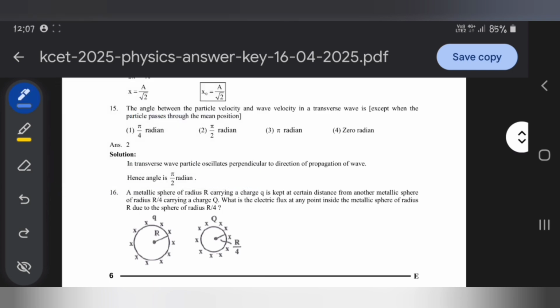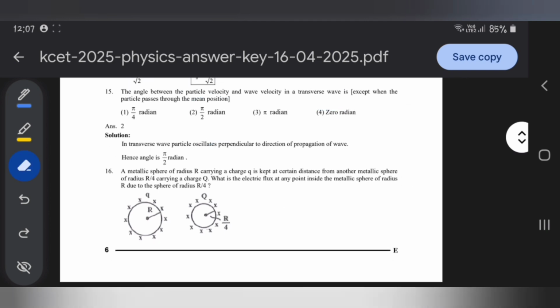it is saying that the angle between the particle velocity and wave velocity in a transverse wave, except when the particle passes through the mean position. So in a transverse wave, you know that the particle will oscillate always perpendicular to the direction of propagation. So obviously whatever angle will be formed between them is nothing but pi by 2. Simple, easy, nothing was there. All basics, right? Yes or no?